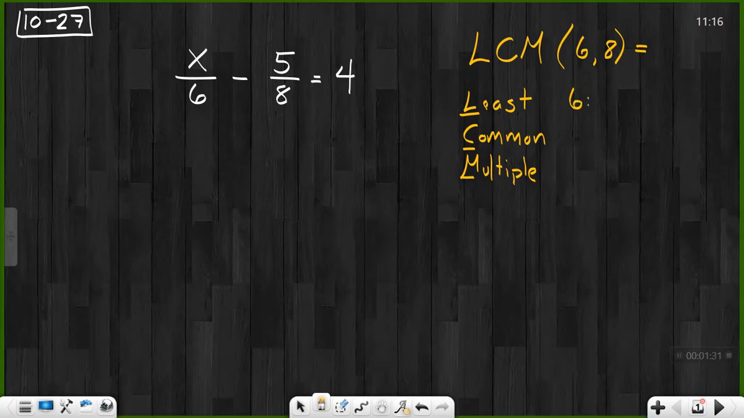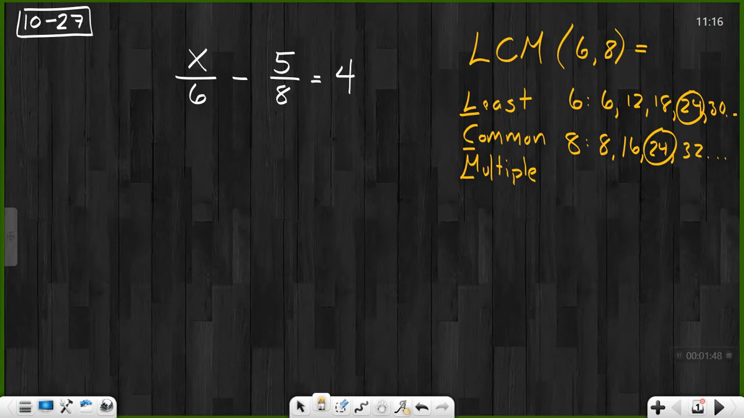And if I look at 6 and I start counting the multiples of 6, I've got 6, 12, 18, 24, 30, and so on. If I look at the multiples of 8, it starts with 8, then goes 16, 24, 32, and so on. And we see the first common multiple that we come to is 24. That's one number that both 6 and 8 go into. And if you figure that out, then they challenged you to multiply every single one of these terms by that least common multiple. Why did we multiply everything by 24?